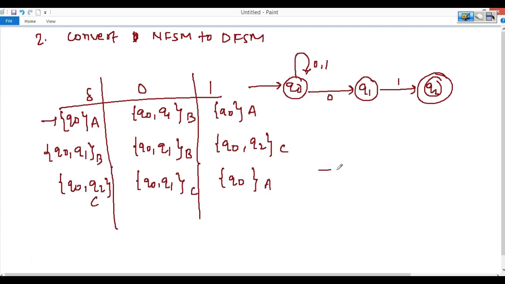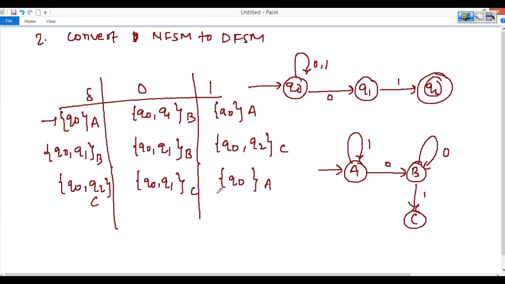We'll design the DFA here. A to 0 is going to be B. A to 1 is going to be A itself. B to 0 is going to be B. B to 1 is going to be C. C to 0 is C itself, and C to 1 is A.